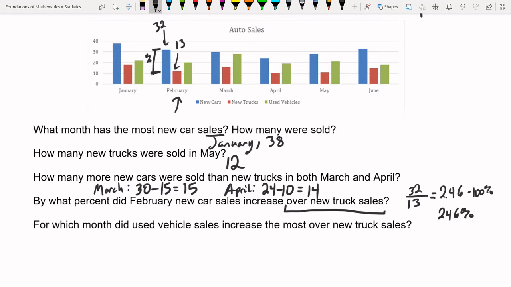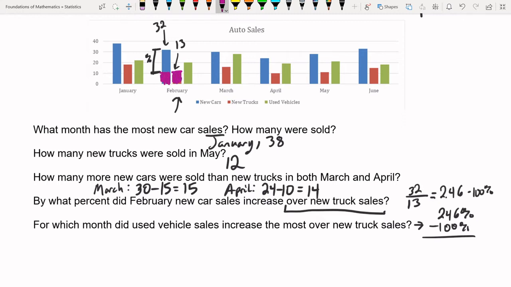Now, what's the actual percent increase though? Well, we always find a percent increase by subtracting off 100%, because think of it like this: the new trucks sold 13. If the new cars sold 100% as much as the new trucks, then the new cars would also sell 13. So this first 100% is just the same amount. It's not the increase, right? Looking at this, it's the same amount in both of them. I don't know if you can see that in the purple I'm drawing.